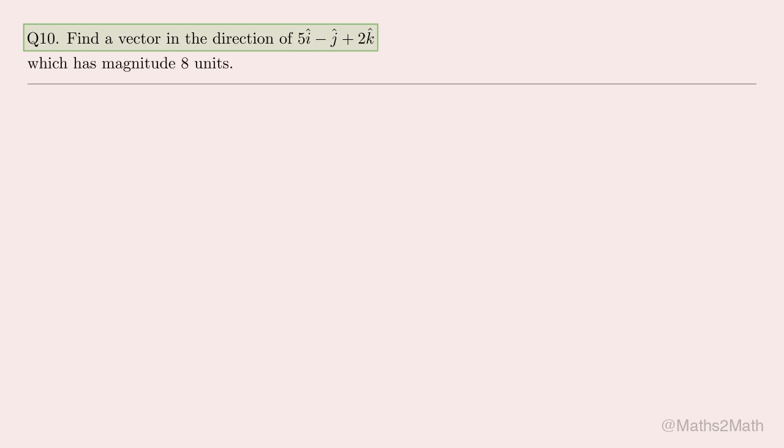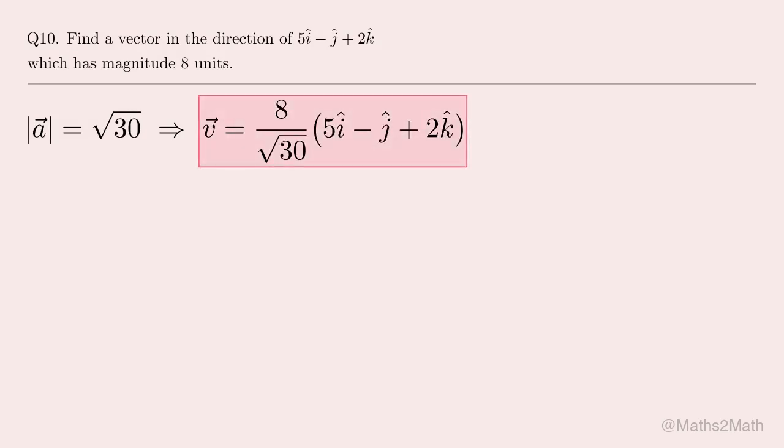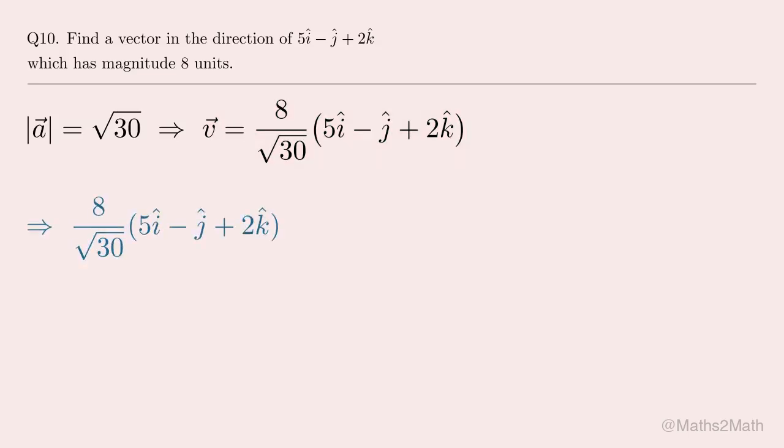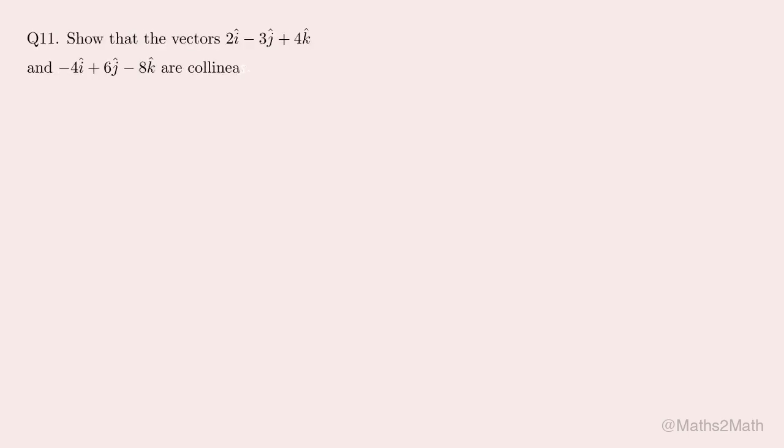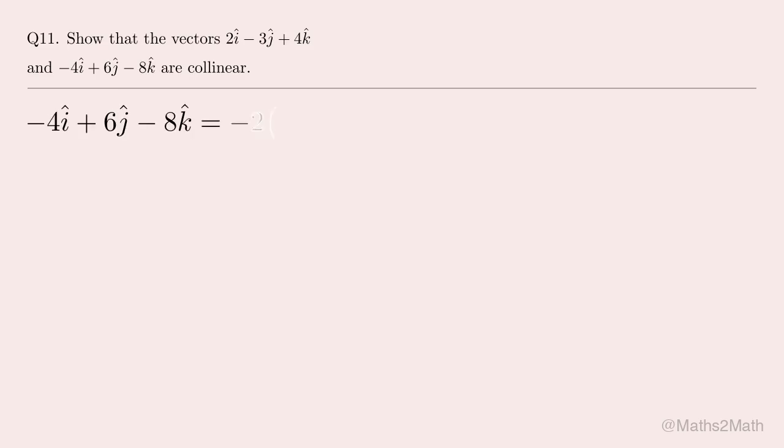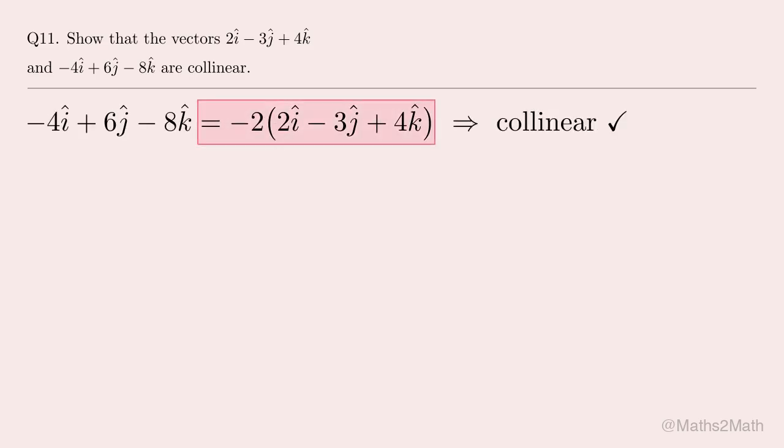Question 10. Unit vector times the wanted length. Component-wise, arithmetic settles it. The magnitude is root 30. Scale the unit vector by 8. Question 11. Look for a scalar multiple. Component-wise, arithmetic settles it. The second vector is exactly -2 times the first. Collinear.